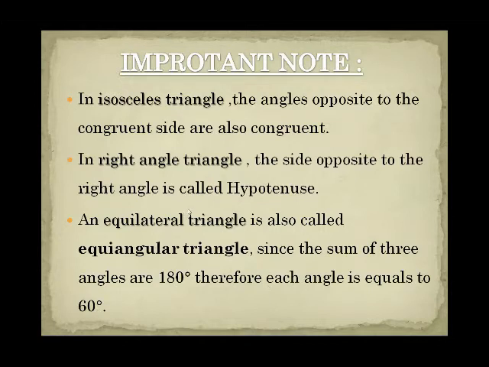Students, we already discussed the equilateral triangle. In an equilateral triangle, all the sides are congruent, so obviously their opposite angles are also congruent. So we see that an equilateral triangle is also called an equiangular triangle because the sum of these angles is equal to 180 degrees. Therefore each angle of an equiangular or equilateral triangle is equal to 60 degrees.